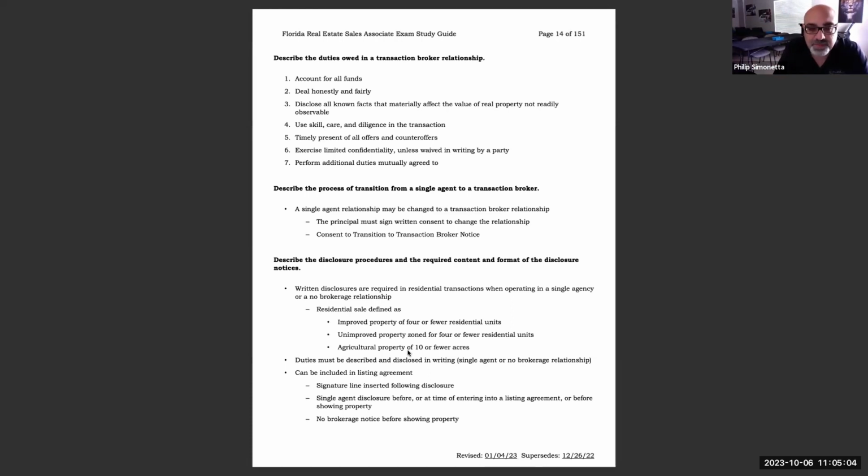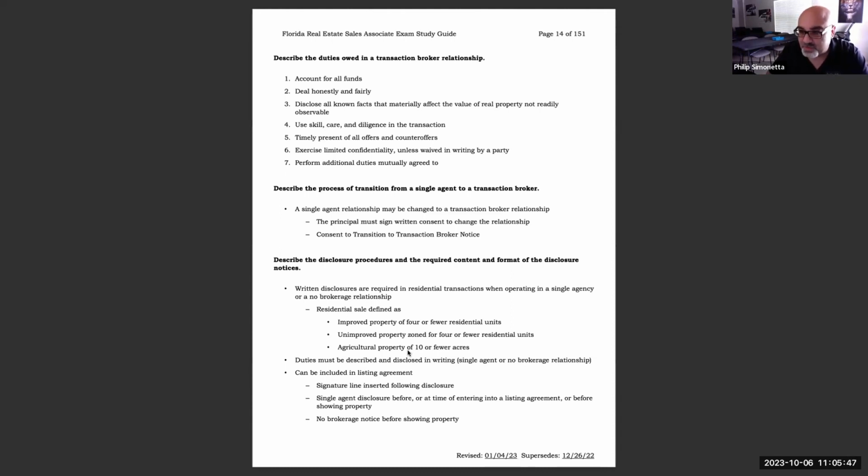Good. All right. Now, if you want to be able to describe the disclosure procedures and the required content and format of the disclosure notice. Written disclosures are required in residential transactions when operating in a single agency or a no brokerage relationship. So if you're being a single agent or a no brokerage, there's a disclosure. Okay. A residential sale is defined as improved property of 4 or fewer units, unimproved property zoned for 4 or fewer residential units, agriculture property of 10 or fewer acres. Okay, duties must be described and disclosed in writing if you're a single agent or a no brokerage relationship.